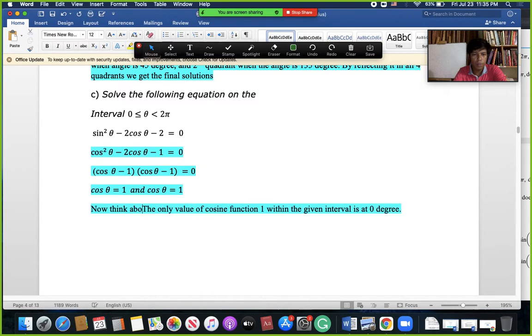think about where the value of cosine function is 1, that will be the solution of the given equation. That will be the solution of the equation.